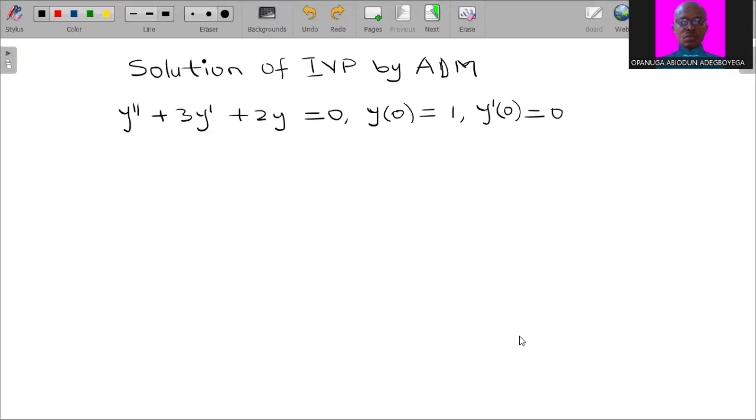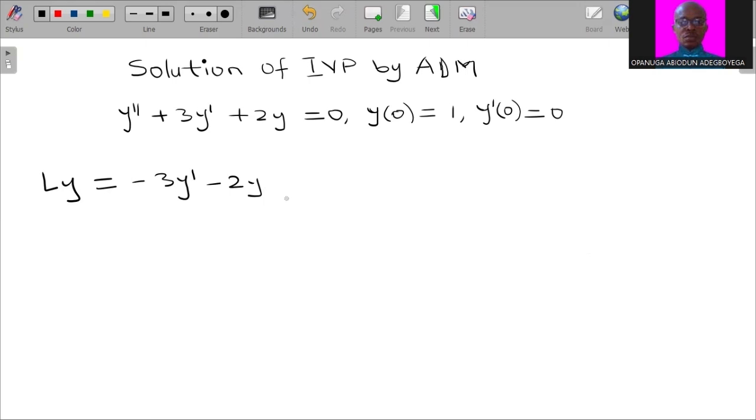Good day, listeners. Today, we want to apply the method of Adomian decomposition to solve an initial value problem. So we start by writing the differential equation in operator form. So in operator form, the differential equation can be written as Ly equal to negative 3y prime minus 2y.